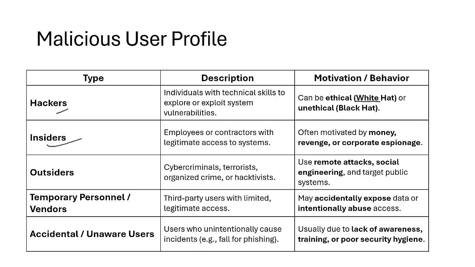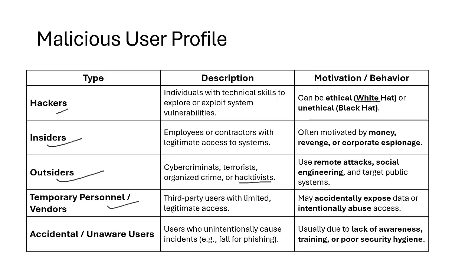Sometimes insider threats are the biggest threat for us. Employees and contractors have access to more resources. Now they're not happy with the company's decision, so they might try to disrupt things or share information with competitors. Then we have outsiders like cyber criminals, terrorists, and organized hacktivists. Hacktivists are hacking for a cause: a political cause, an economic cause, or a social cause. They use remote attacks, social engineering, and so on.